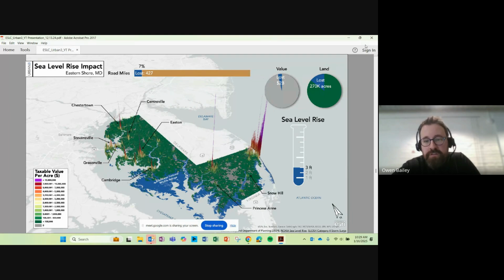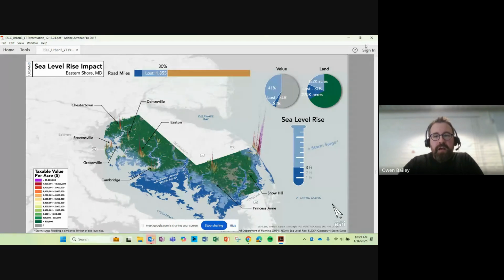So this is lost revenues for our towns and counties at a time when they're going to need that funding to help with climate mitigation. And then when we factor in storm surge, that becomes almost catastrophic for our communities, especially Dorchester and Somerset County.